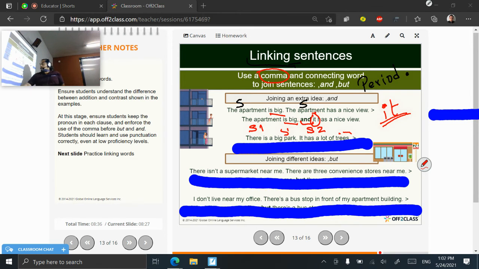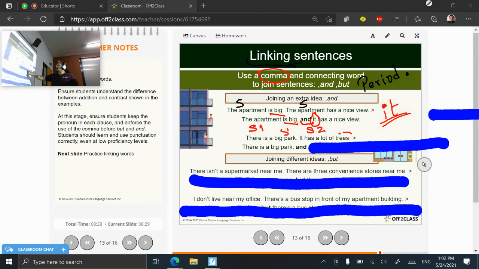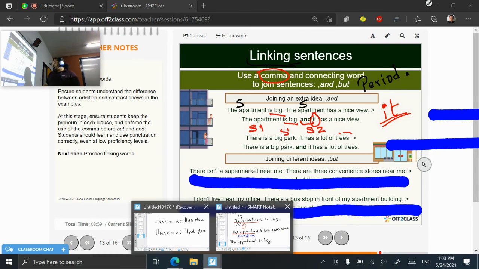Therefore, we could say there is a big park and it has a lot of trees. So we're putting two ideas together in one simple structure. We could also do the following.